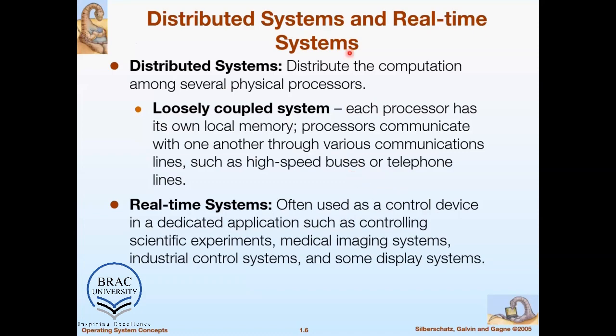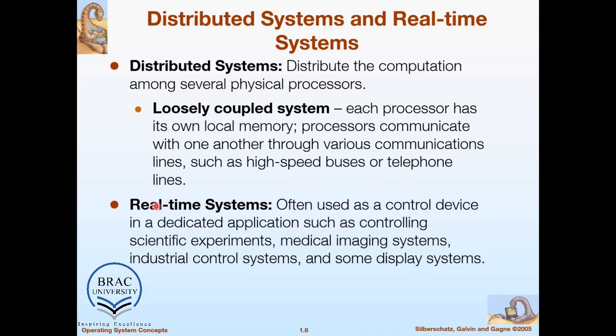So we distribute the computation among several physical processors. We can also call it a loosely coupled system because each processor has its own local memory. Processors communicate with one another through various communication lines such as high-speed buses or telephone lines.